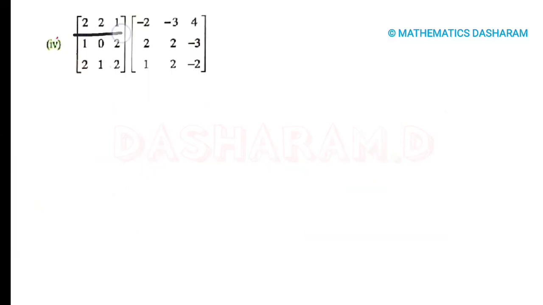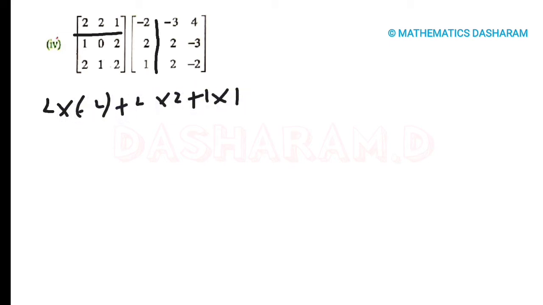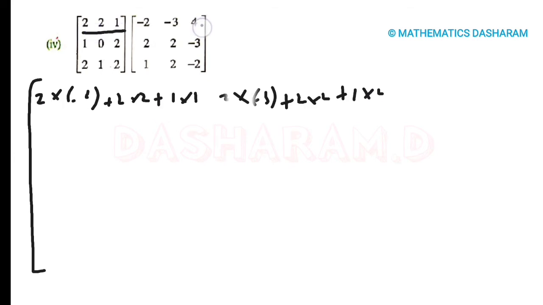See here, first row first column, 2 into minus 2 plus 2 into 2 plus 1 into 1. Next, same first row second column, 2 into minus 3 plus 2 into 2 plus 1 into 2. So next, same first row but multiply with the third column. So here 2 into 4 plus 2 into minus 3 plus 1 into minus 2.